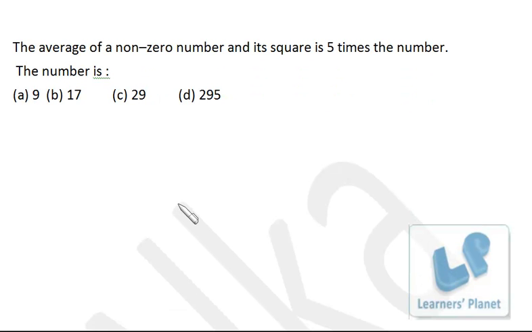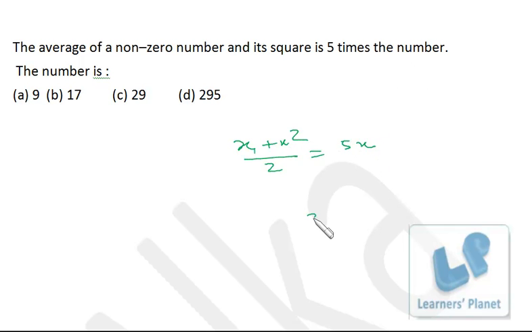Now see this, the average of a non-zero number and its square is 5 times the number. So the average of a non-zero number and its square is equal to 5 times the number. I assume the number to be x, then the average of x and x square will be (x plus x square) by 2, and that is actually 5 times the number, so that's 5x.